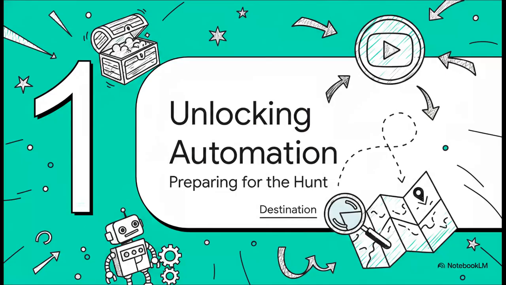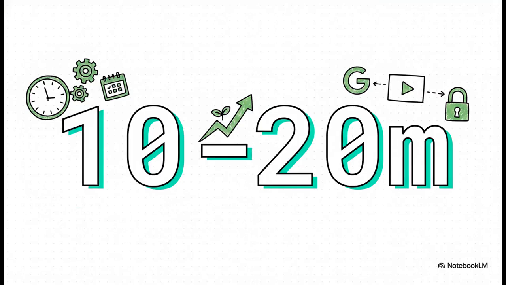Let's go. Section 1. Unlocking YouTube automation. Preparing for the hunt. Now, before we take our very first technical step, let's just talk about our destination. Look at that number right there, 10 to 20. That is the total number of minutes this entire setup is going to take you. Usually, it's right between 10 and 20 minutes, and honestly, the best part, you only have to do this once. You invest literally a fraction of an hour today, and you reap the rewards forever.